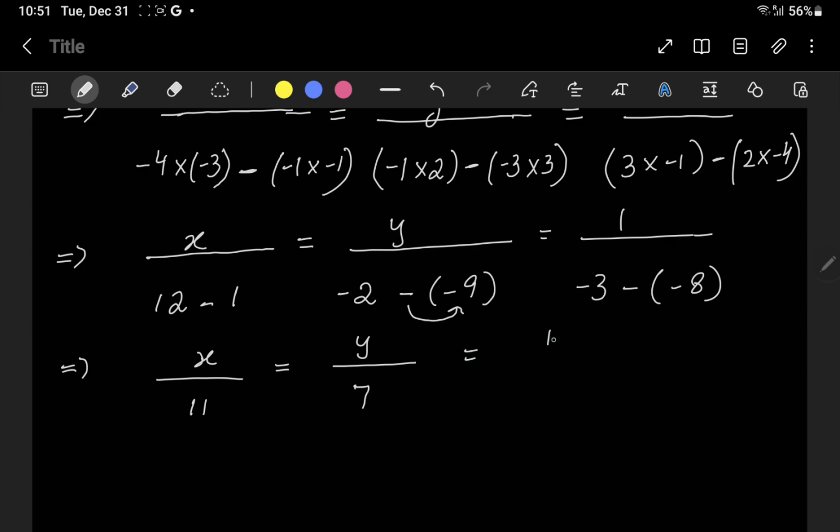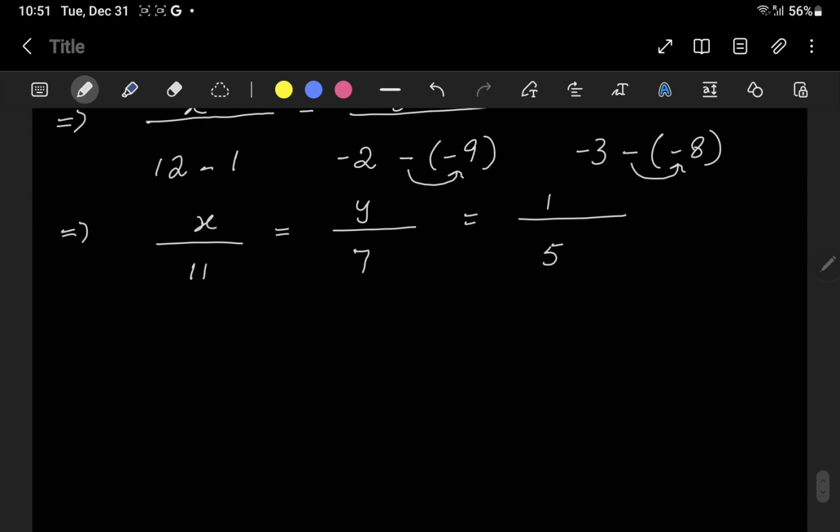In the next step, again minus plus and plus minus. The sign is minus plus minus, the sign is plus because of the bigger number, so here comes 5.